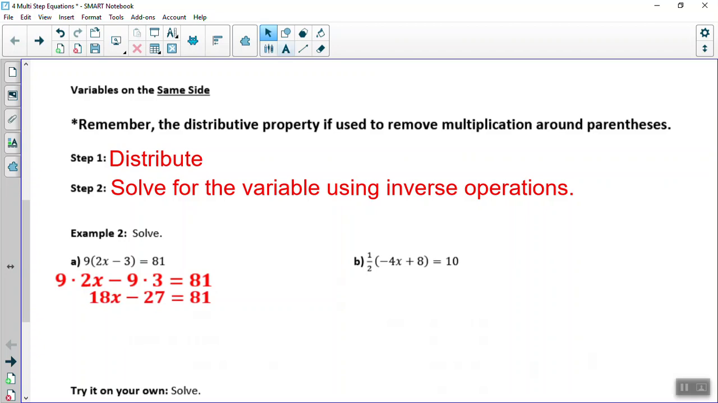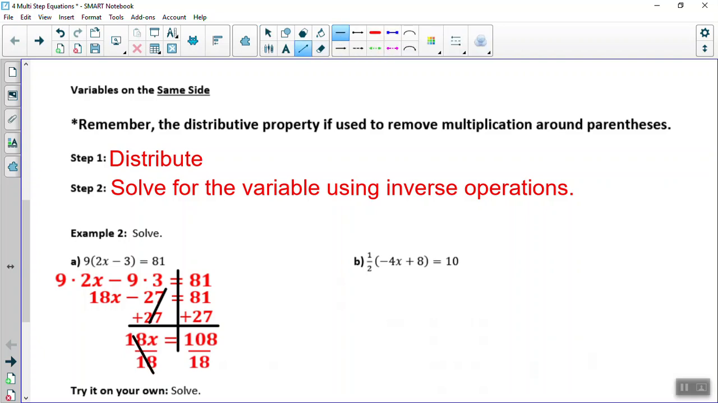Now I'm down to that two-step equation. So the first thing we need to do is isolate our variable term. We're going to do that by adding 27 to both sides, which will then cancel those out. And then we're left with 18x equals 108. Our next step would be to divide both sides by 18, which cancels out these 18s. And now we are left with x equals 6. Put a box around our answer because we're done.